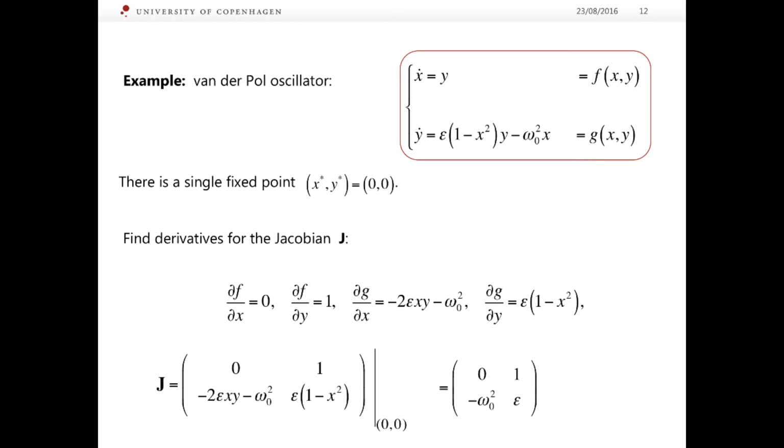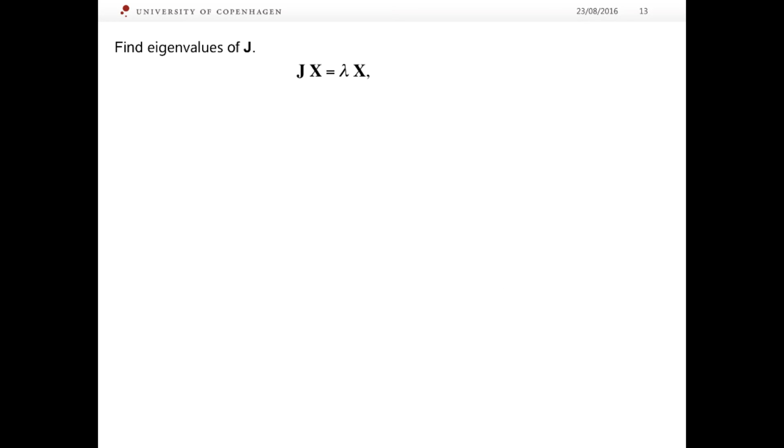Once we obtained the linearization matrix, we can find its eigenvalues. To remind you, the problem of eigenvalues is stated as follows. We assume that there is a certain column vector x, which is called an eigenvector. And we need to form the following equation. We take matrix J and we multiply it by the column vector x.